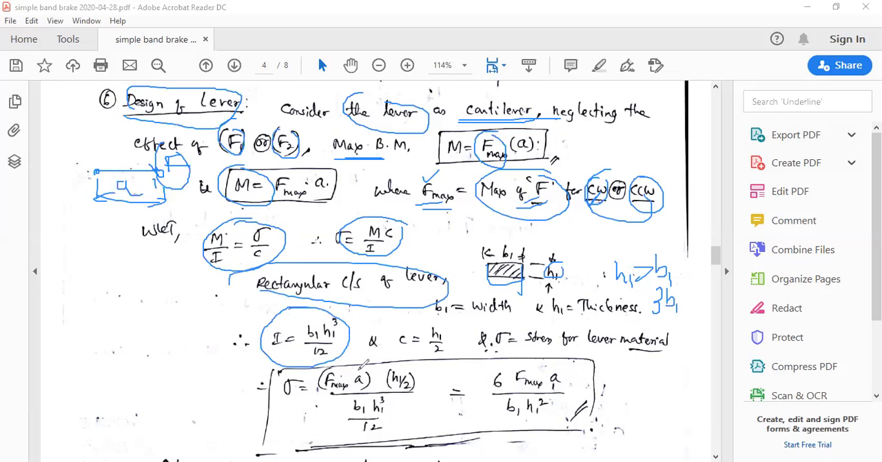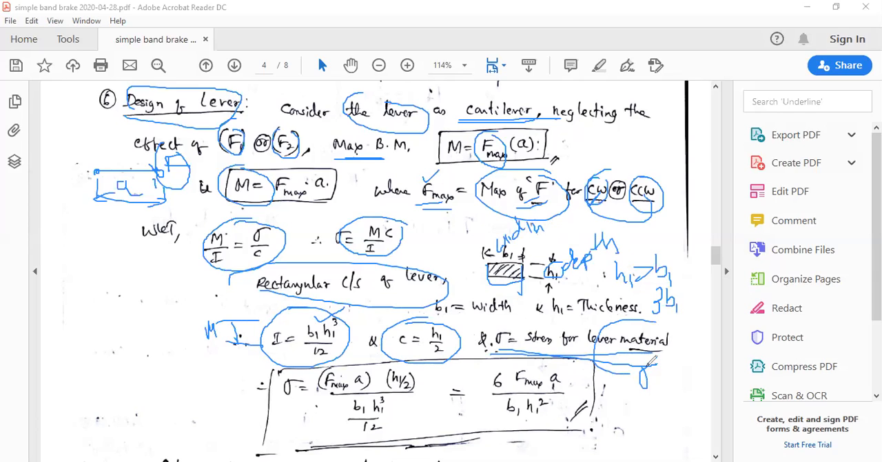So I is equal to B1 H1 cube divided by 12. B1 is the width and H1 is the depth or thickness. I is the moment of inertia, given by B1 H1 cube divided by 12, and C is the CG distance from the extreme fiber, which is given by H1 by 2, half of the thickness. Sigma is the stress of the material used for the lever. For that material, you have to write the value of stress.